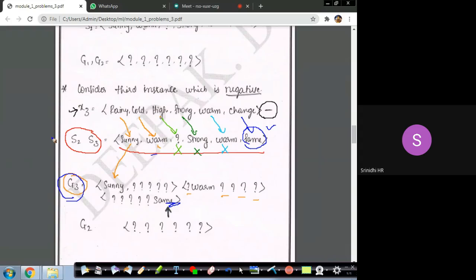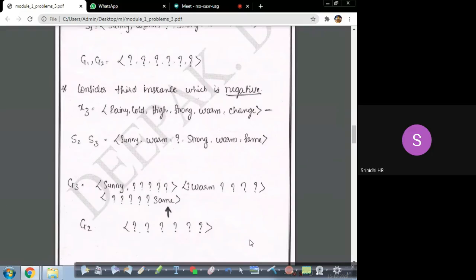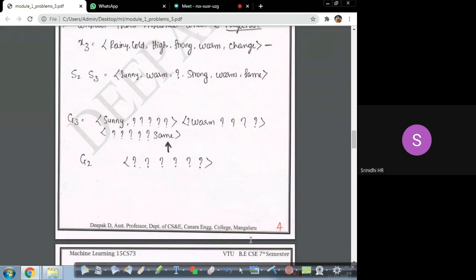Okay, so what was my G2 here? The conclusion which you are writing, G2, I was having all the attributes generalized. From the generalized, I am updating my value to G3 as this. Is the concept clear? Can I go further? Can somebody confirm me? Is there any doubts? No, sir. Okay, cool.